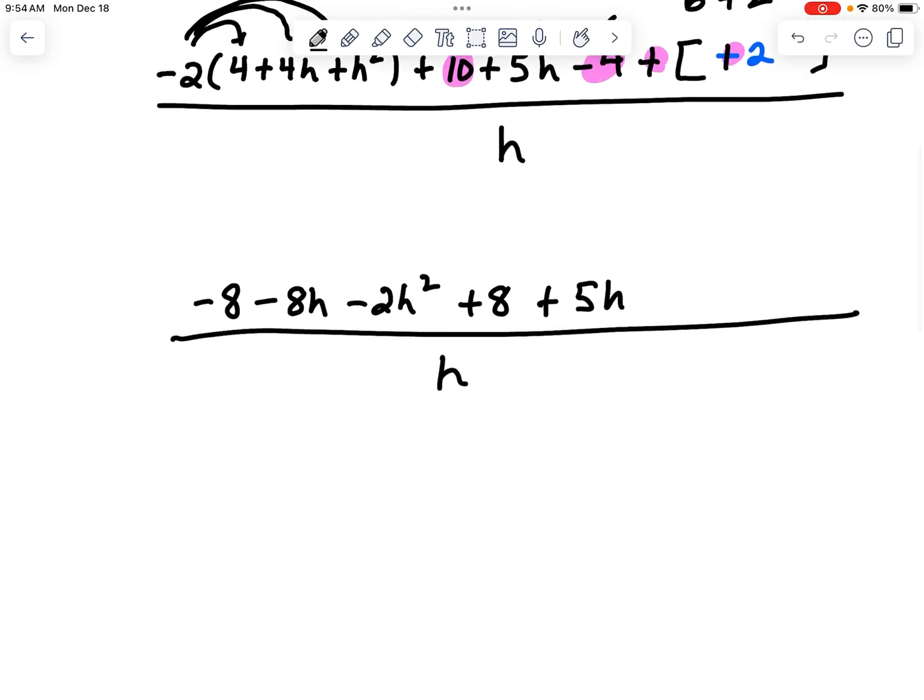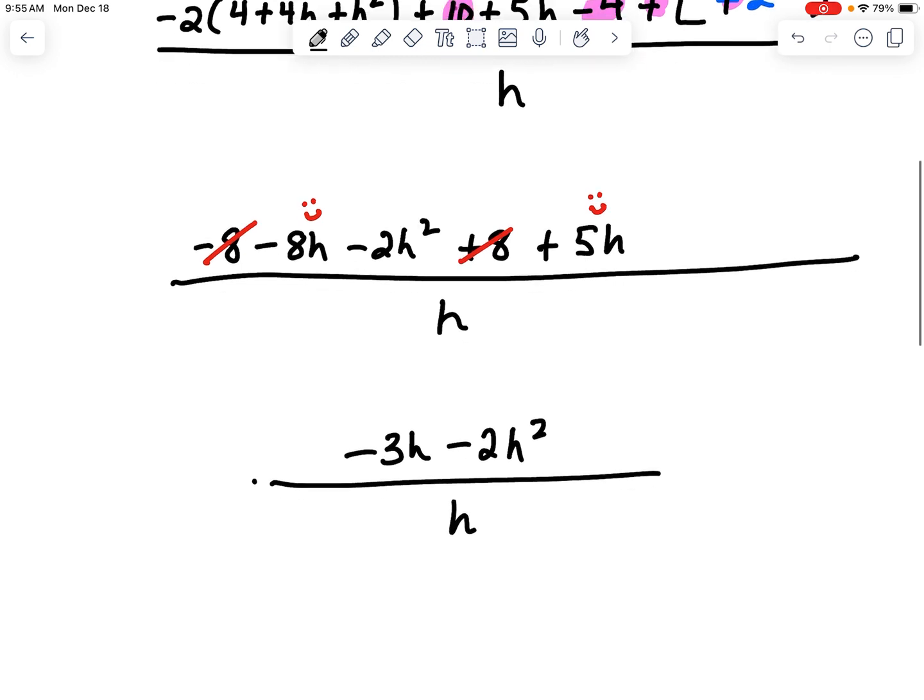And now we're almost done. So I'm sure that you noticed that there is a -8 and a +8, which can cancel. Also, I can combine the -8h and the +5h. That's going to make -3h. So the fraction bar is getting smaller because we're almost done. So there is, as I said, the -8h and the 5h makes -3h minus 2h squared divided by h.